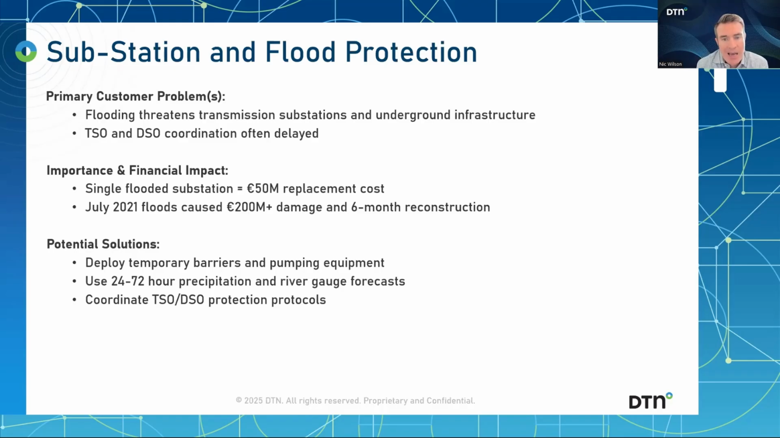Utilities that have an upwards of 72-hour advanced flood intelligence can deploy temporary barriers and avoid 80% of their potential losses. That's the difference between 50 million and 10 million euros in prevention cost. Actionable intelligence with enough lead time to actually do something about it. So while onshore grids face the flooding risks just described, offshore assets face their own unique challenges. If we go to the next slide.